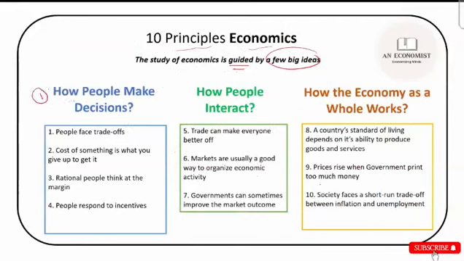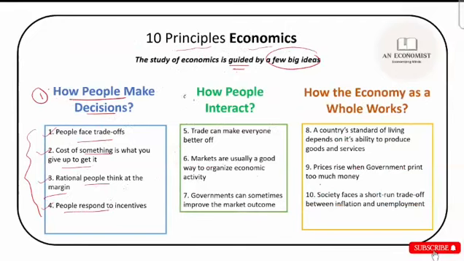First question is how people make decisions. And there are four big rules to guide this question. First thing is that people face trade-offs. Second is that the cost of something is what you give up to get it. Third is that rational people think at the margin. And fourth is that people respond to incentives. We will understand each of them in the next lecture.